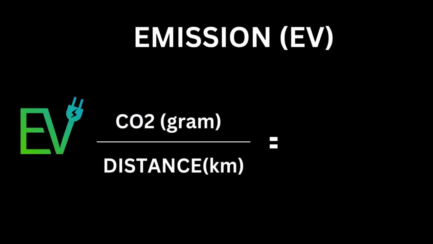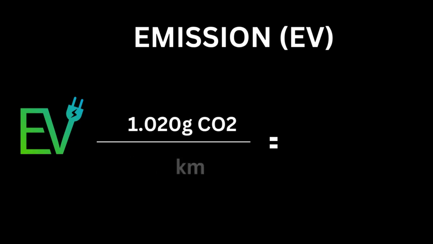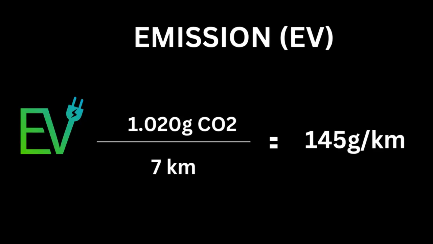So let's calculate the emission of the electric car. We know that the electric car creates 1.02 kilograms of carbon dioxide, and that is the same as 1,020 grams of carbon dioxide, and that can be used to travel 7 kilometers. So we will divide it by 7, and the result is 145 grams per kilometer of carbon dioxide. That means for each kilometer, the electric car creates 145 grams of carbon dioxide.